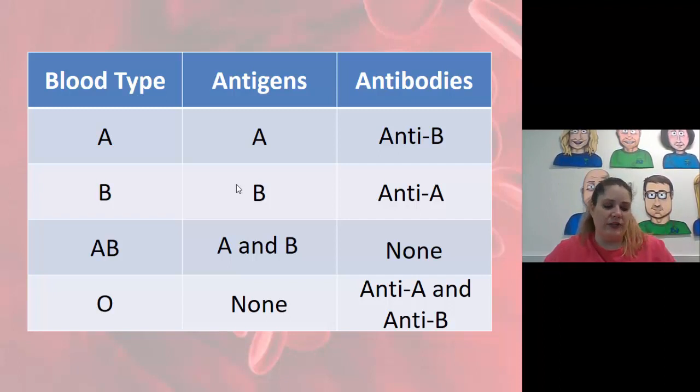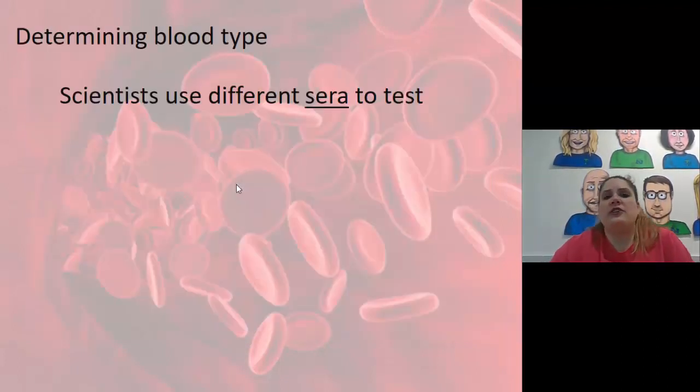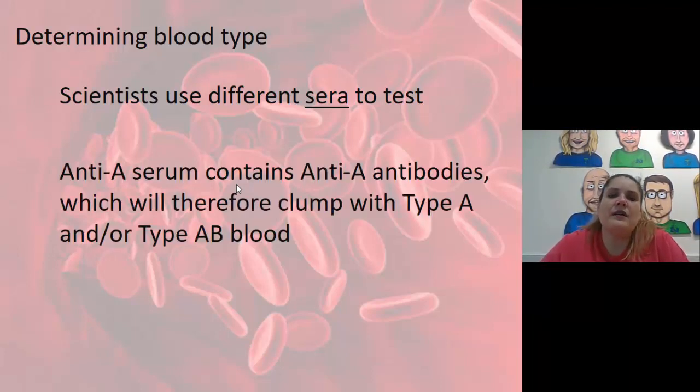So you've got to start by looking at a blood cell and saying, okay, what kind of antigen does it have on the blood cell? Whatever type of antigen it has on the blood cell, that tells you what kind of antibodies it's okay to have in the blood, okay? So when we determine blood type, what we do is we use different sera, and sera is just the plural of serum. So we just use these different serums.